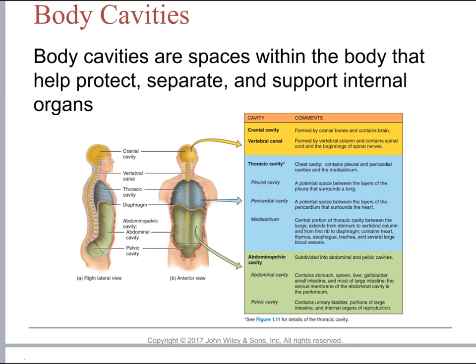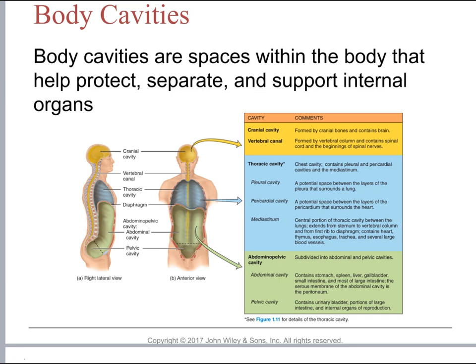Now the mediastinal cavity, the mediastinum, is this rectangular shaped portion that extends from right on top of the sternum, extending down to the diaphragm in a nice little rectangle. It is the central portion of the thoracic cavity between the lungs. It extends from the sternum to the vertebral column and from the first rib to the diaphragm. It's going to contain the heart, major blood vessels, thymus, esophagus, trachea.